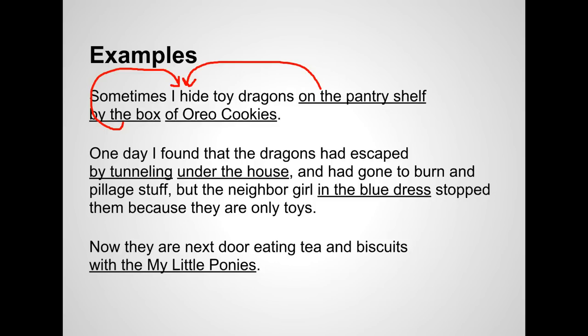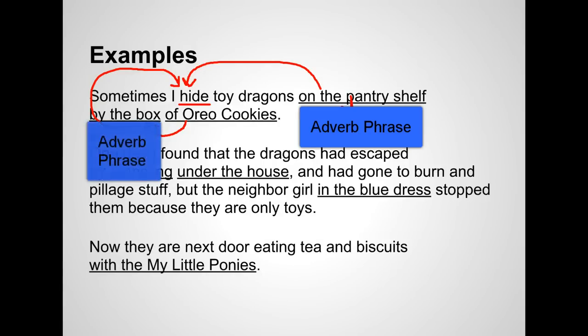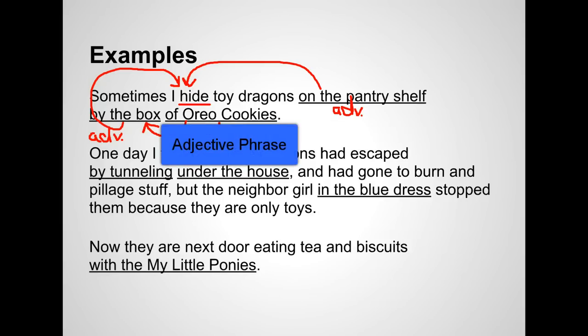Of Oreo cookies tells us what kind of box. What kind of box is it? It is a box of Oreo cookies. So, here's what I've got. This word is a verb. That makes this an adverb phrase. That makes this, because it is also describing a verb, an adverb phrase. But this, because box here is a noun, that makes this an adjective phrase.